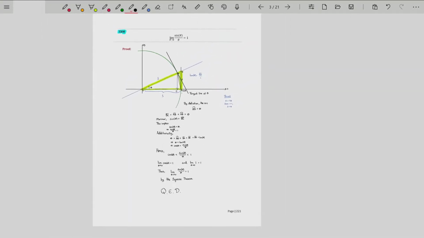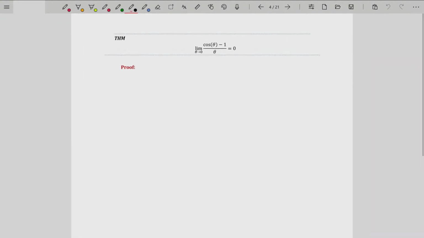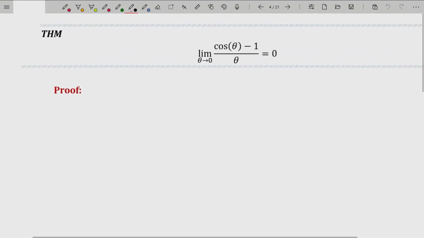And this video is called A Tale of Two Lemmas because we have another lemma to prove, but it's going to be a short proof. So let me go ahead and show you the other lemma. This is the theorem that as theta tends to 0, cosine of theta minus 1 over theta is equal to 0. So remember, the sine of theta over theta approached 1 as theta was approaching 0. The cosine of theta minus 1 over theta is approaching 0 as theta approaches 0.